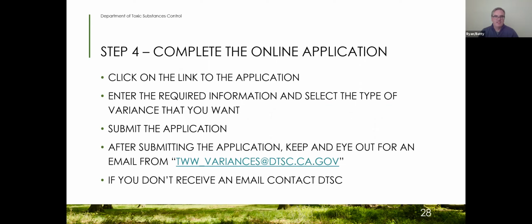You'll then hit submit, and after you've submitted, you'll receive an email from DTSC. It's going to come from the email address indicated on the screen, which is tww_variances@dtsc.ca.gov. If for some reason you don't receive an email from us, please contact us and we'll try to figure out what happened. Next slide, please.